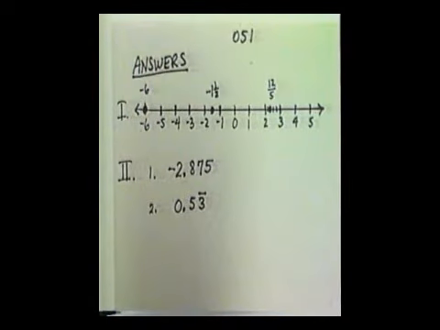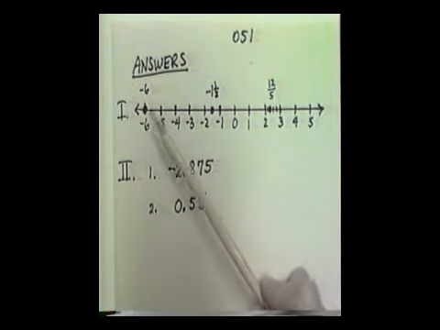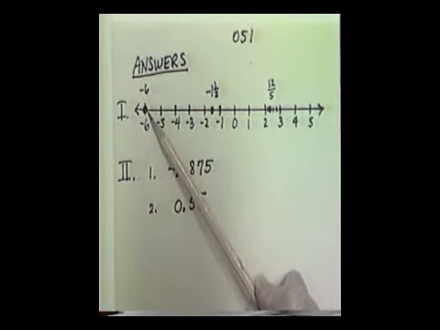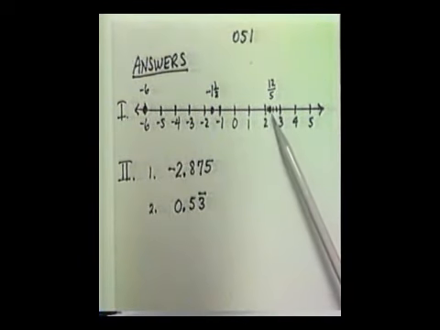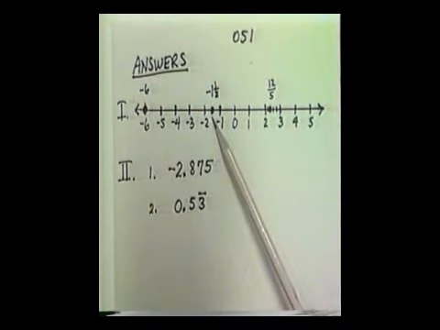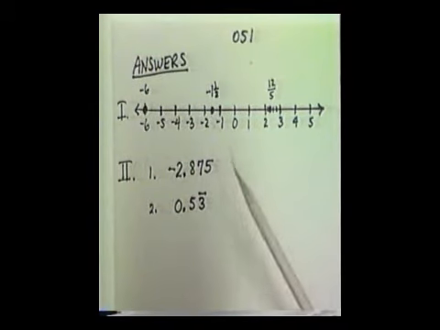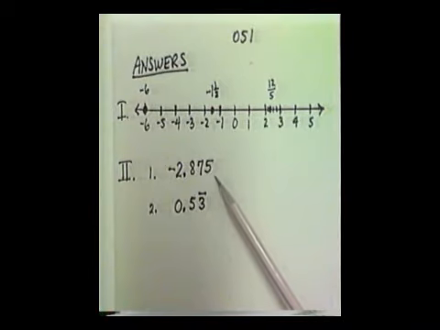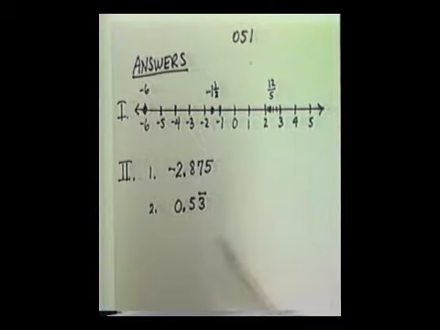Here are our answers. We're to place on a number line negative 6, 12/5, which is 2 2/5, and negative 1 1/2. The decimal forms of the fractions I gave you are negative 2 and 875 thousandths, and 0.53333 forever, the 3 repeating, indicated by the bar.